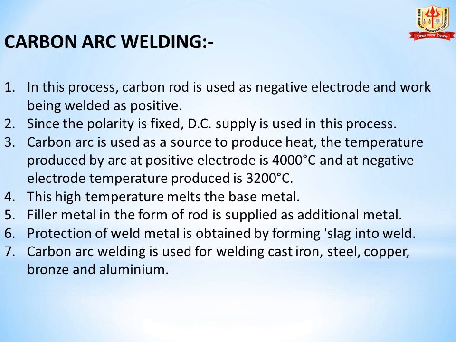Point number 4. This high temperature melts the base metal. Point number 5. Filler metal in the form of a rod is supplied as additional metal. Point number 6. Protection of weld metal is obtained by forming slag over the weld. Point number 7. Carbon arc welding is used for welding cast iron, steel, copper, bronze and aluminium.